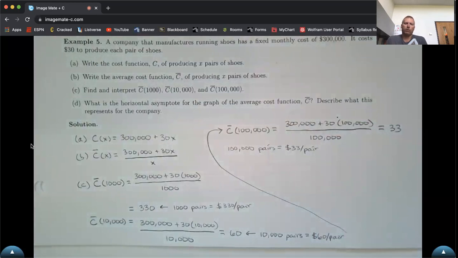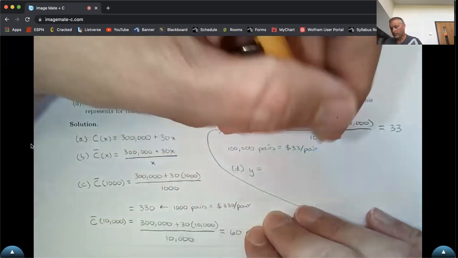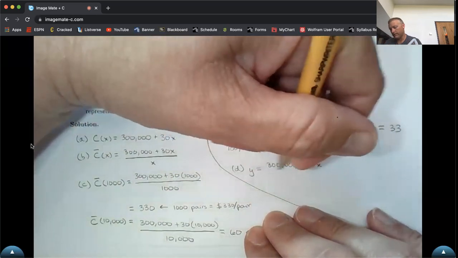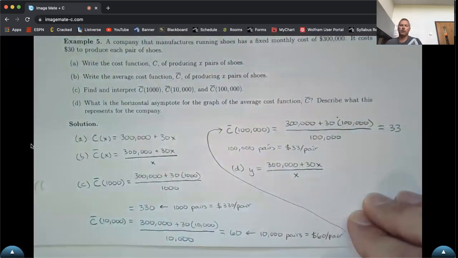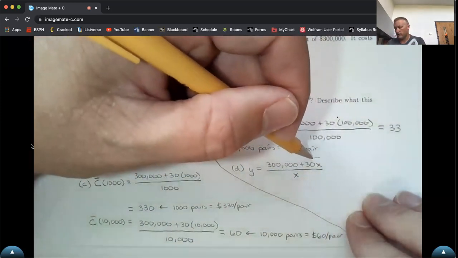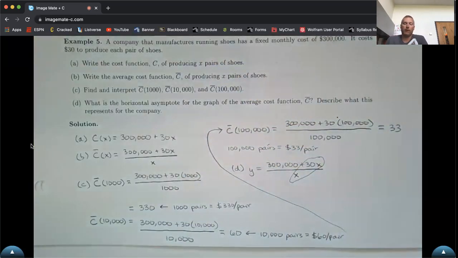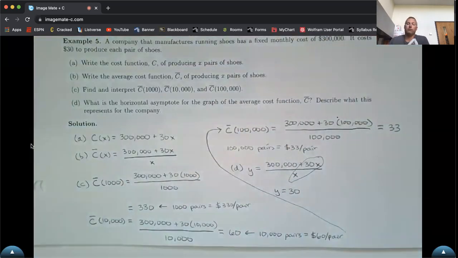In D, what we're asked is, what is the horizontal asymptote for the graph of the average cost function C bar? And we'll describe what this means. Horizontal asymptotes are found, like in this case, where the degree on top is the same as the degree on bottom, which we have here, x to the first and x to the first, by dividing the leading numbers. Leading doesn't necessarily mean the farthest term to the left. It just means the number in front of the highest power of x. If we divide these numbers, that's 30 over 1, or 30.